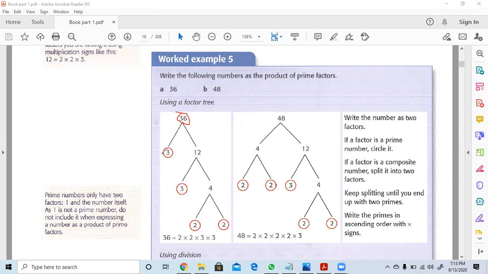So 3 is a prime factor, so we never solve this anymore. But we know that 12 can be factorized more. We divide 12 into two parts, so it's 3 and 4. 3 is again a prime factor, so we never solve this. But 4 is still a multiple of 2 and 2, so we also divide this. Okay, so we write the prime factors.